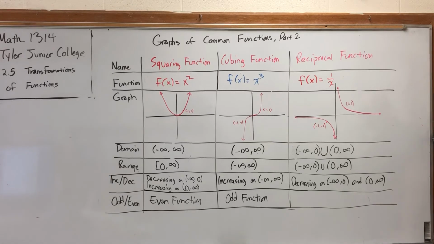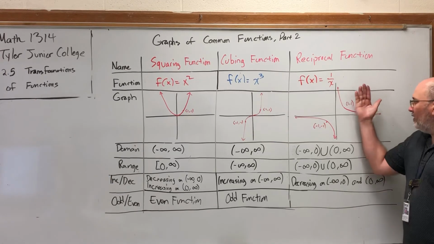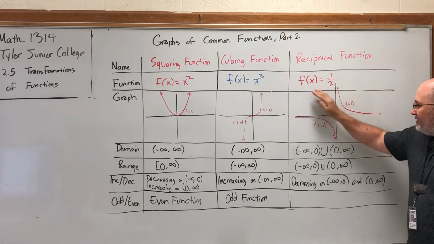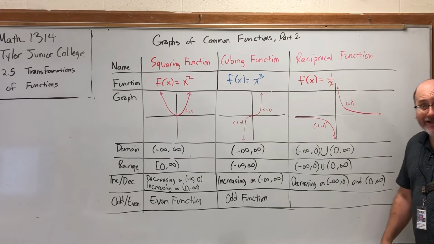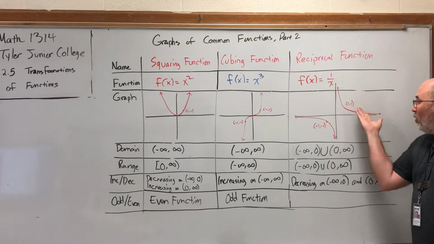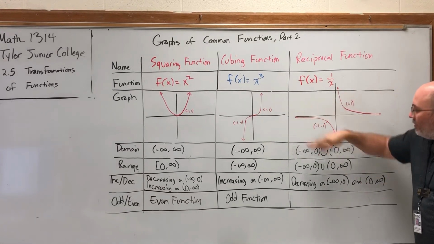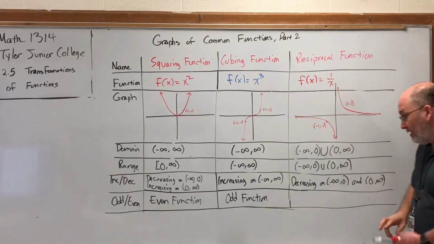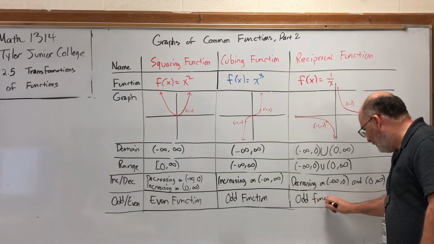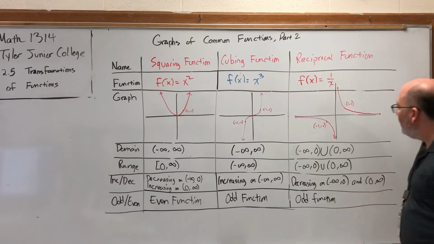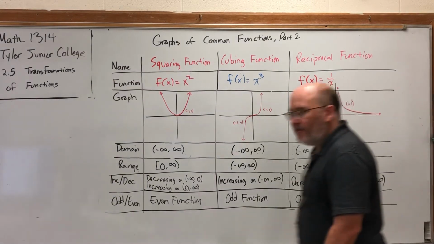Is it an even function? No. If I fold the right half across the y-axis, it will not land on the left half. Is it an odd function? Yes. If I take this branch in quadrant 1 and rotate it around 180 degrees, it would land on the other branch. This is an odd function. When we get to the end of chapter 3, we'll be talking about this type of function a lot more.